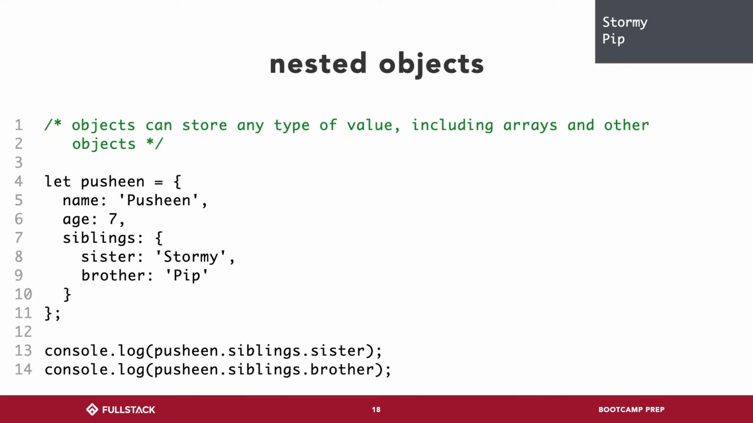Is the key type always a string? Yes, they're always strings. Instead of dot siblings dot sister, it could be bracket a string siblings, bracket a string sister. It's the same thing.